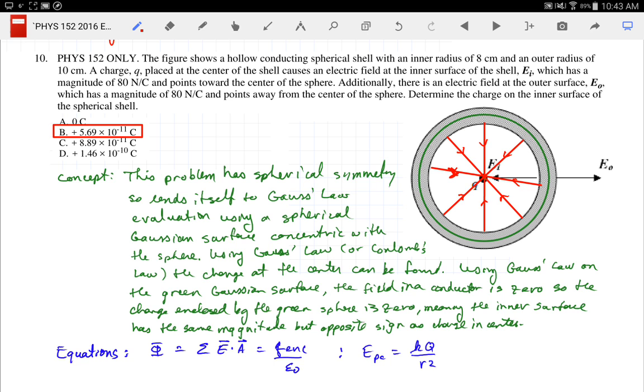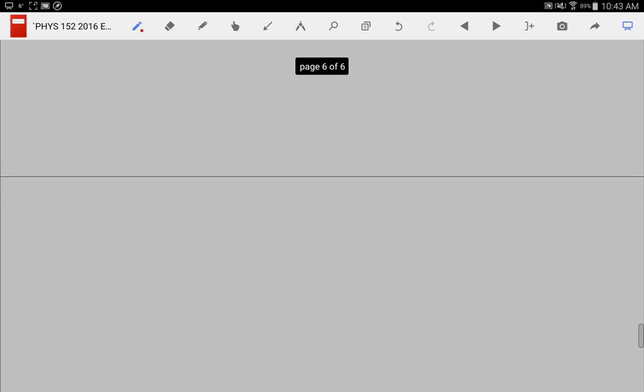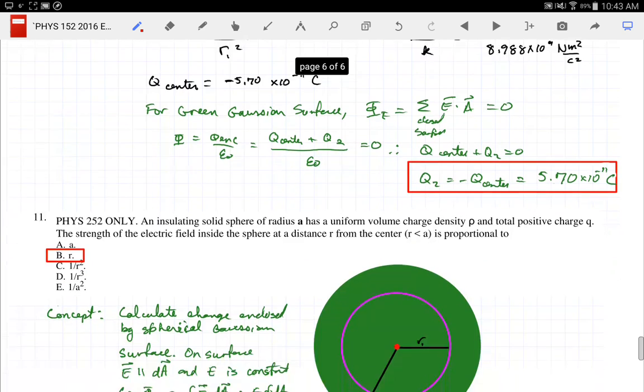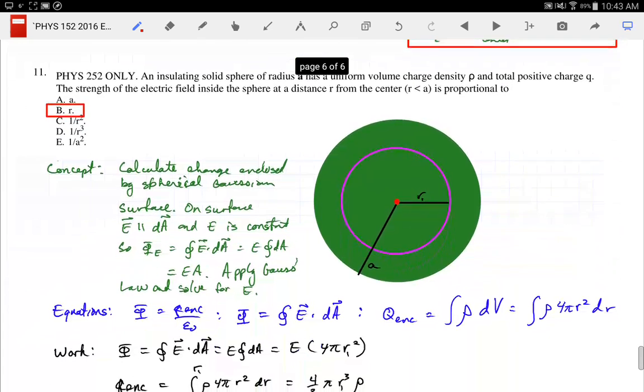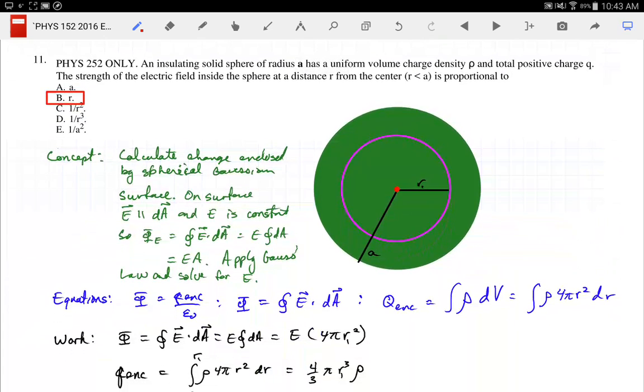And that's the end of the test, except for the calculus people. Calculus people had one more. Instead of that one, they did a different Gauss's law problem where they had to integrate to find the charge enclosed.